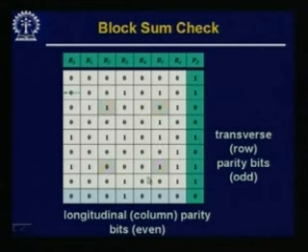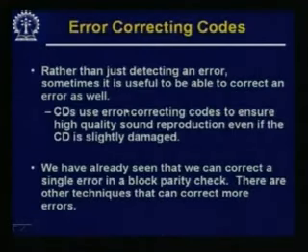So, we can not only have error detecting codes, we have some error correcting codes also. Of course, compared to error detection, error correcting codes require more number of bits, because we want to correct it. So, that is a bit of a problem. In error correcting codes, rather than just detecting an error, sometimes it is useful to be able to correct an error as well. For example, CDs use error correcting codes to ensure high quality sound reproduction, even if the CD is slightly damaged. All right.